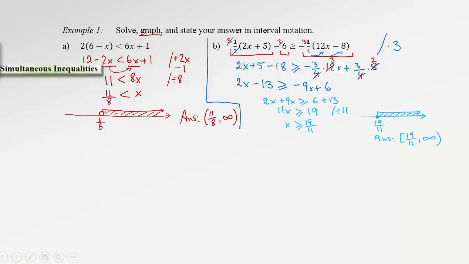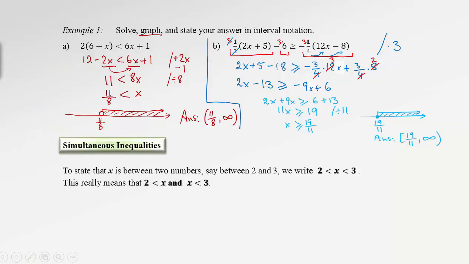Okay, but what if we have two inequalities that need to be satisfied at the same time? Such inequalities are called simultaneous inequalities.